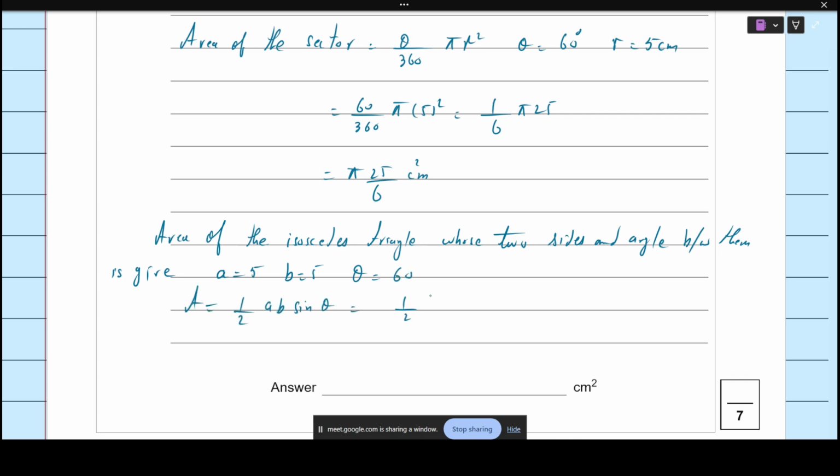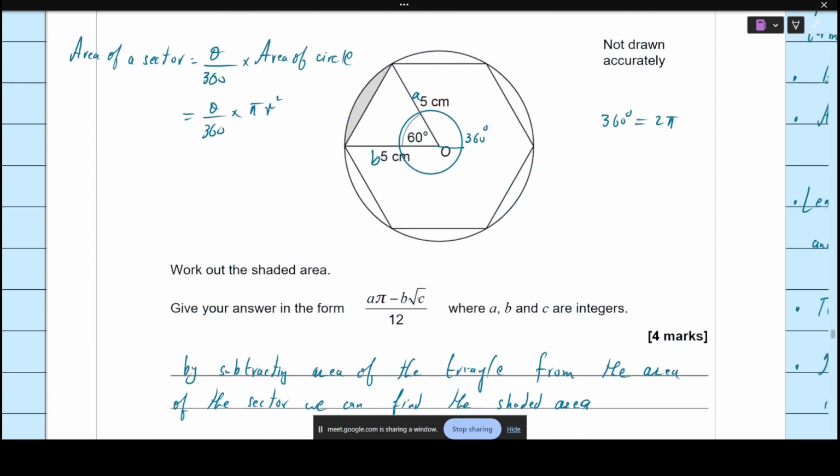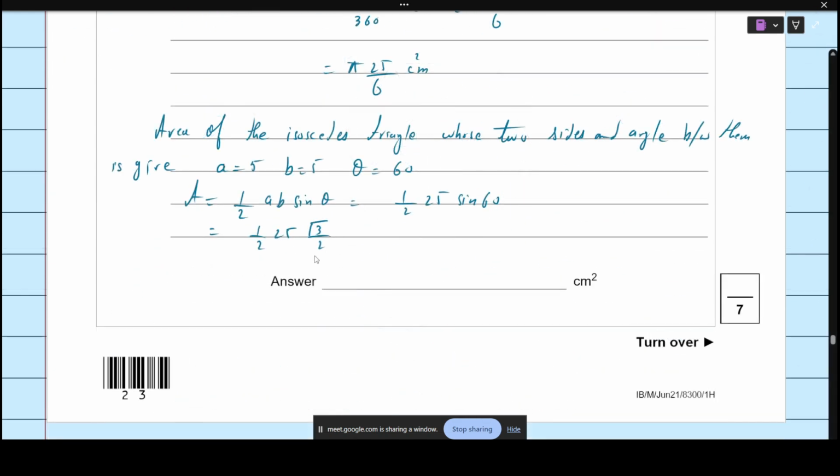So here we have 1 by 2 times AB, which is 5 times 5, equal to 25, times sine 60, which is square root of 3 by 2. Be careful that we need to make the answer in this form. Now the denominators will be multiplied with each other: 25 square root of 3 divided by 4 square centimeters. That's the area of the triangle.